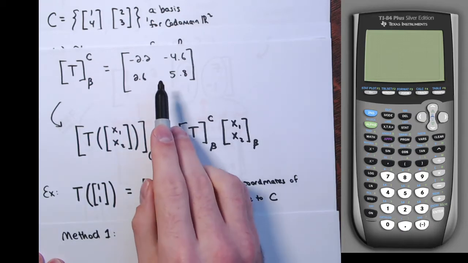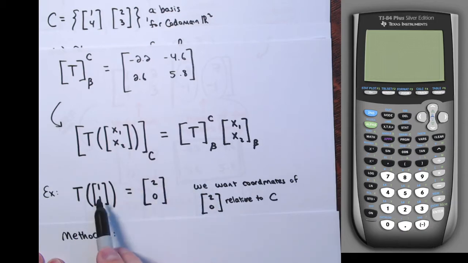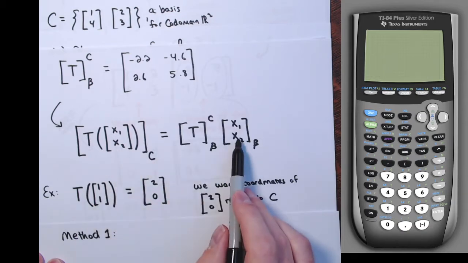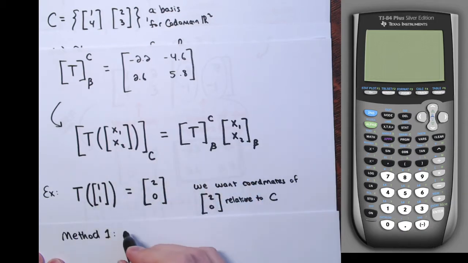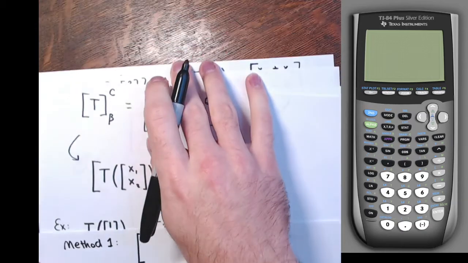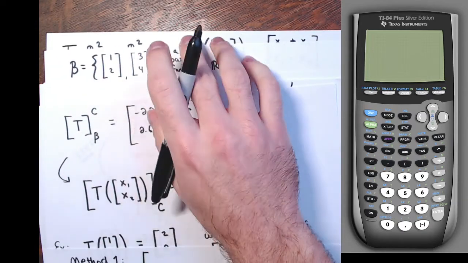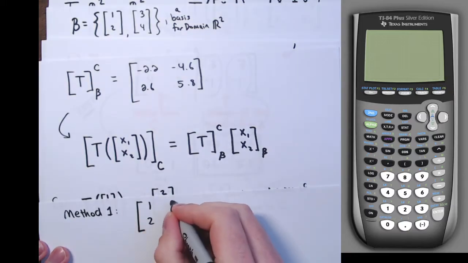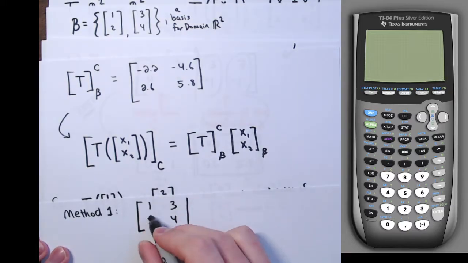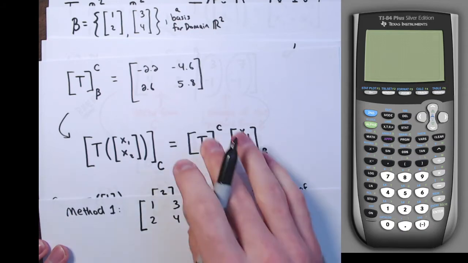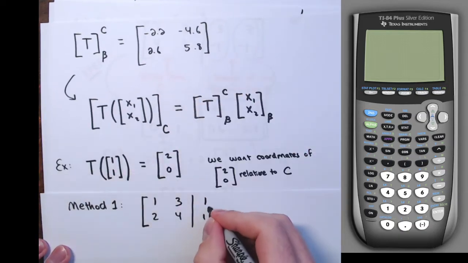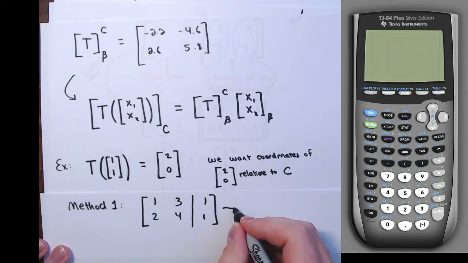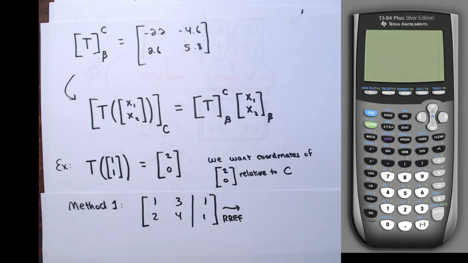I already have this matrix. I need to find the coordinates of this input relative to B. So I take 1, 1, and I'm finding the coordinates relative to B. Now B had vectors 1, 2, and 3, 4 in it. So I put 1, 2 here, 3, 4 here, and then I want to find what linear combination of these makes my input vector 1, 1. Now put this into reduced row echelon form. I'll be back when I have that.